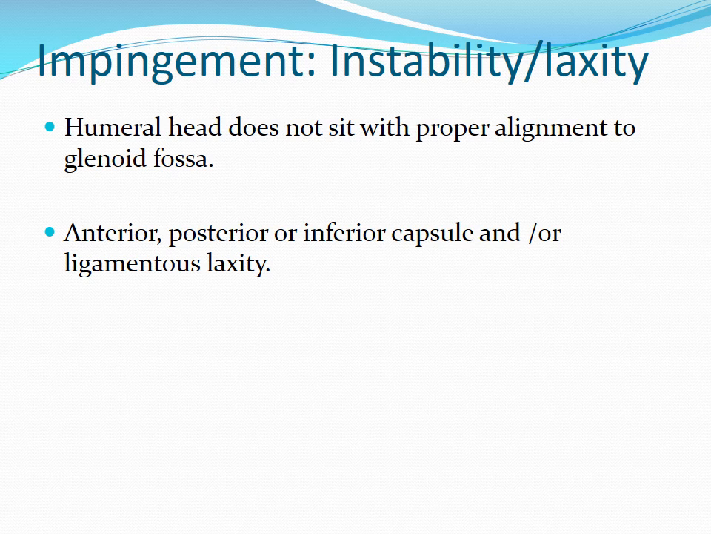The other causes of impingement, such as instability or laxity, well, if we have excessive translation of the humeral head, so the humeral head does not sit where it should in the glenoid, let's say it migrates too far superiorly, it's going to cause compression up of those tissues up into the acromion, the undersurface of the acromion. So you could have capsule laxity really in any direction, anterior, posterior, or inferior, and ligamentous laxity.